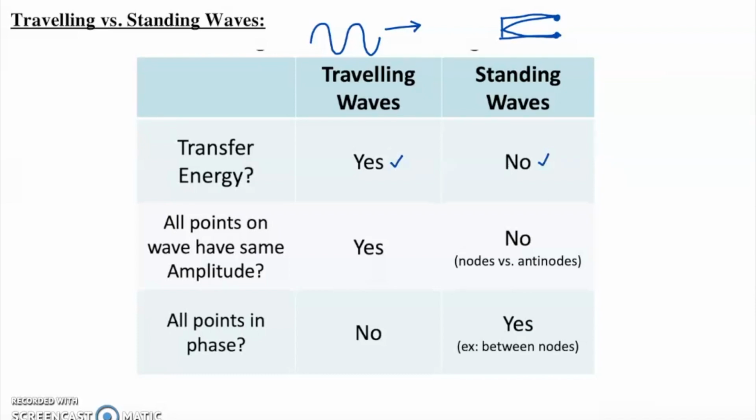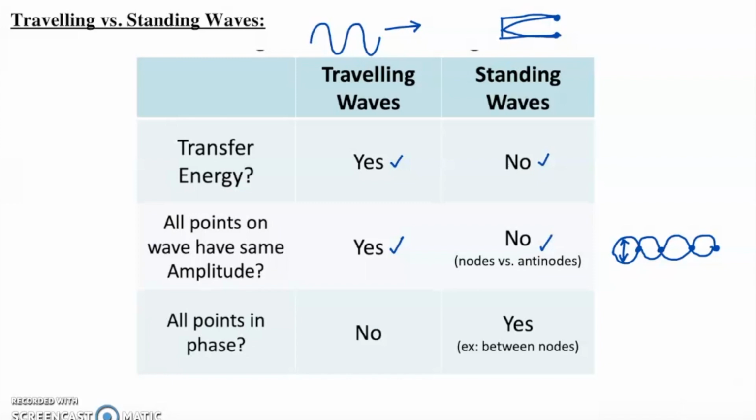In traveling waves, each point is oscillating at the same amplitude. It might not be at the same position as the point next to it, but it will reach that maximum position just the same as all the other points. As opposed to a standing wave where you have the antinodes and the nodes, for example, the nodes, their amplitude is always zero, whereas the antinodes have an amplitude that is non-zero. So not all the points share an amplitude in standing waves.